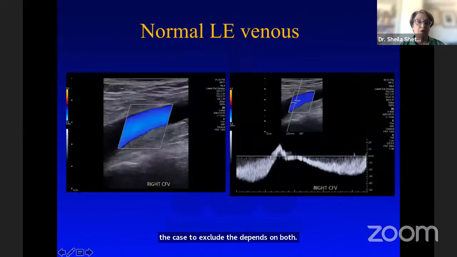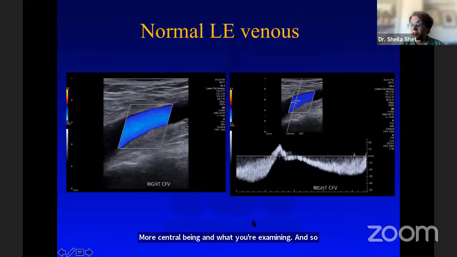Then we also put color on, just to make sure the vein is filling and the wall is thin. And then we get a Doppler spectrum because we want to make sure that there is venous type flow, which is relatively monophasic, but there should be some phasicity from transmitted respiratory and cardiac phasicity to the vein. That is a very important concept, because it means that there is no blockage in between a more central vein and what you're examining. So this is what we do now.